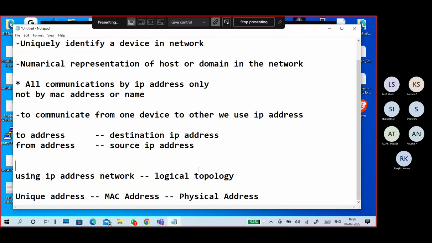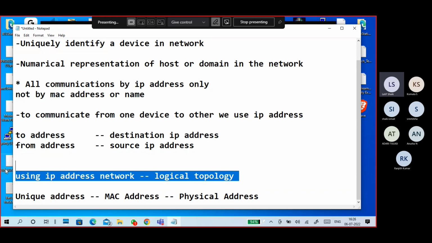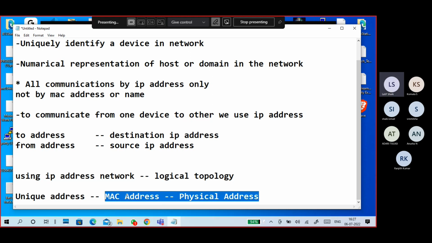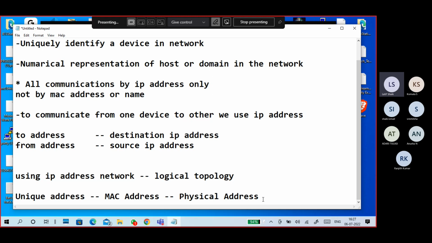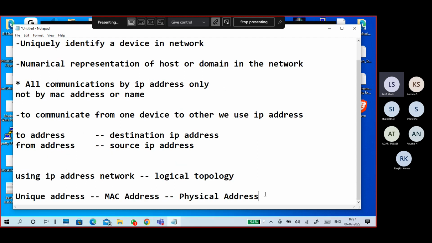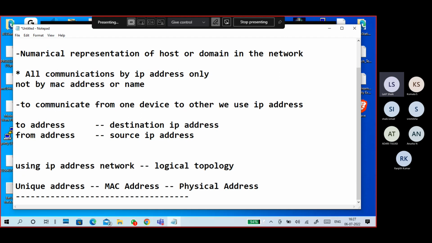So what topology do we call in an IP address network? The topology is a logical topology. Why logical? We divide the group of systems into networks by IP address, logically, you can get it. Also, a MAC address cannot be changed, while an IP address can be changed. A MAC address is called a physical address, and an IP address is called a logical address. Guys, understand this point?